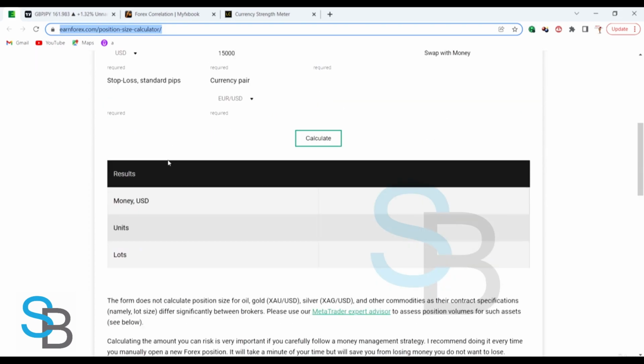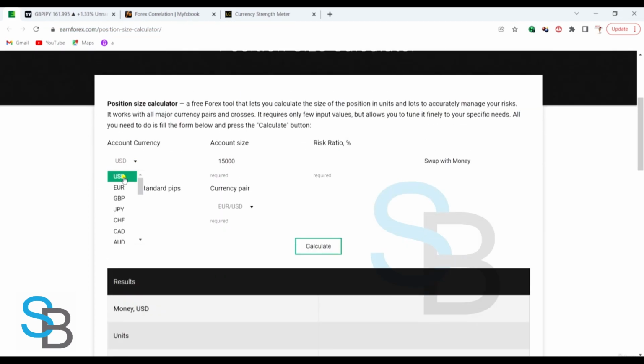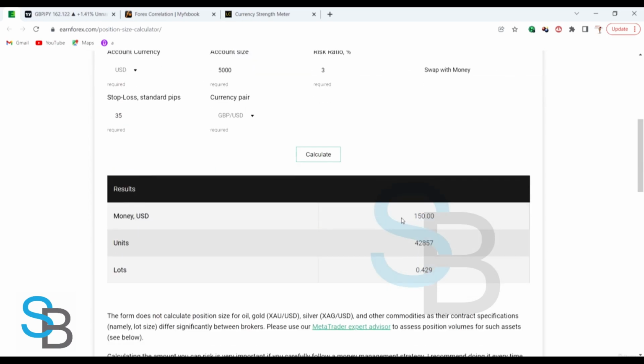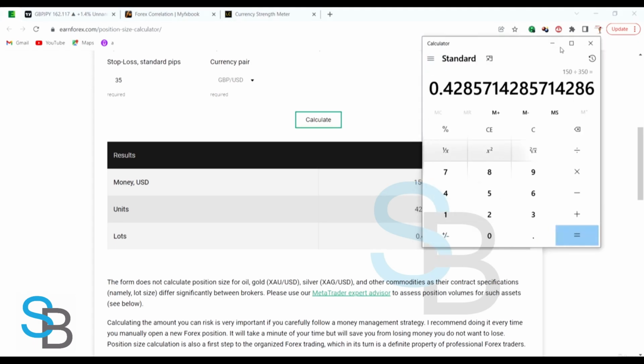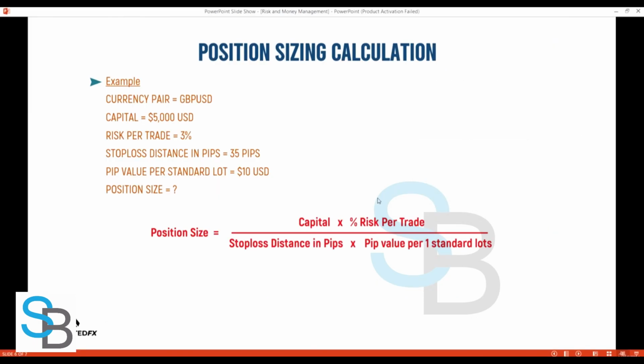Okay, so when you come, the first thing you do is choose the account currency. Here, I am going to choose USD, and then the account size. So let's just choose $5,000 so that we compare it with what we have in our example here. Then risk percentage is 3. Then we have the stop loss in pips. We have 35 pips, and the currency pair is GBP USD, right? So when we calculate our lot size, we see the lot is 0.4, just like what we have here, 0.4. So that's the last thing about position sizing I want you to know.